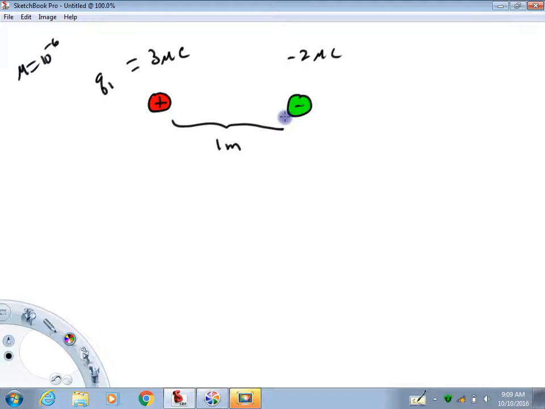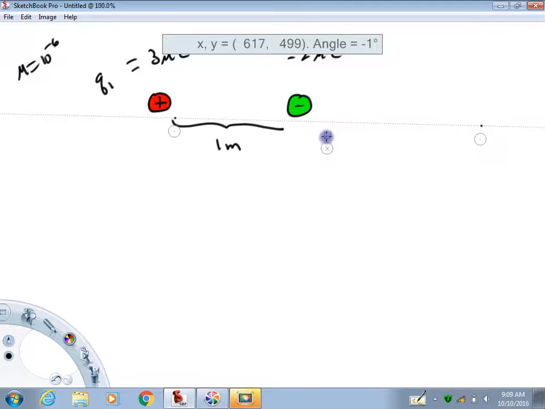exerted on each other. Now, I gave this problem a little bit of color just so it's nice to look at. I don't want you to think in any way, shape, or form that the color red is associated with positive charges or the color green with negative charges. Those are just colors I attach to give the problem a little aesthetics, make it a little more pleasing to look at. Now, first of all, let's talk force directions.